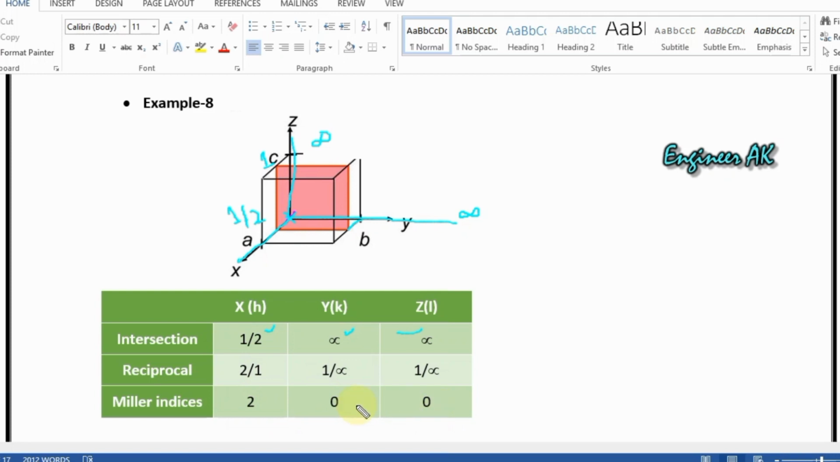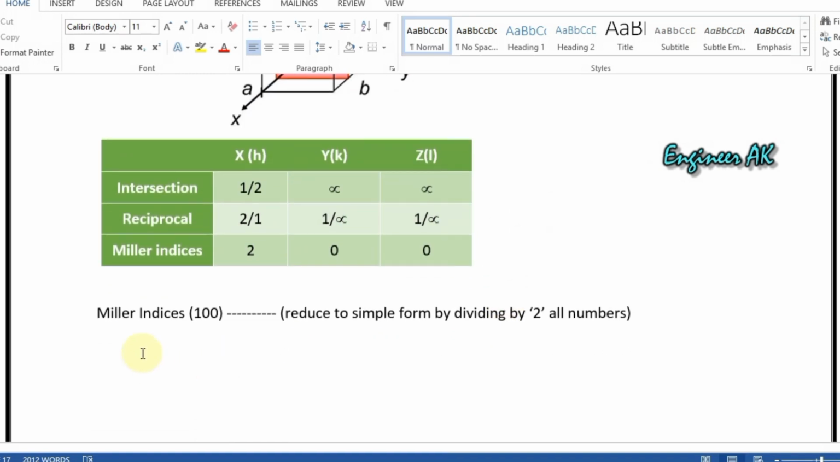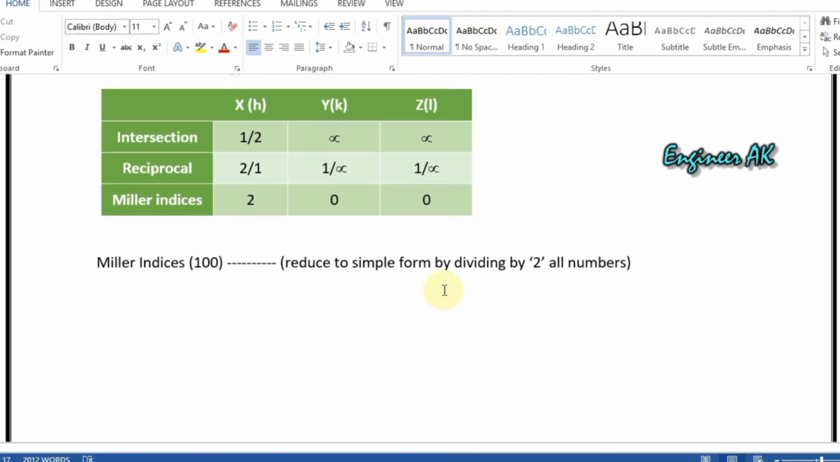Now I have told you that you have to reduce it to the least number, so you will divide this by 2, this by 2, and this by 2. It will give 1, it will again give 0, and this will again give 0. So its Miller indices will be 1 0 0. It reduces to simple form by dividing all numbers by 2. So that's it for today.